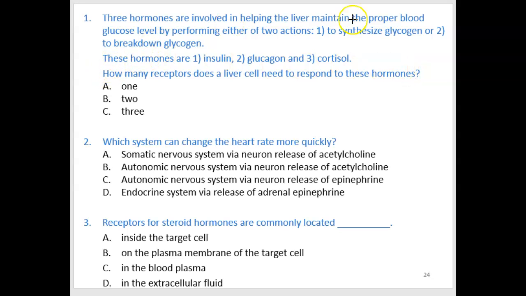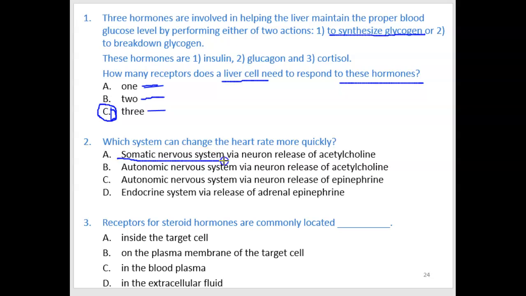My question is much more simple than relating to glycogen, and that is, how many receptors does a liver cell need to respond to all three of these hormones? Would one receptor work and the liver would respond to either insulin, glucagon, or cortisol with that same receptor? Or would there be two, maybe, or three? And I'm hoping you said three, because that's the right answer. Okay, let's look at the second review question. Which system can change the heart rate more quickly?